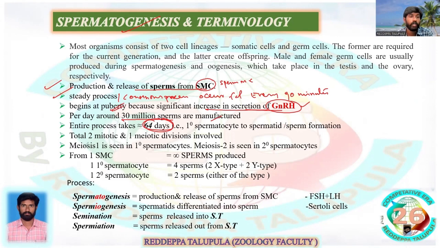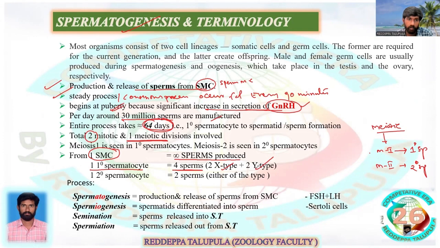Next, total number of divisions. There will be 2 mitotic divisions and 1 meiotic division. In the meiotic division, meiosis 1 will be there, and following it, meiosis 2. Meiosis 1 happens in the primary spermatocyte. Meiosis 2 happens in the secondary spermatocyte. If one sperm mother cell follows spermatogenesis, infinite sperms will be produced. From one primary spermatocyte, 4 sperms will be produced, 2 X type and 2 Y type. From one secondary spermatocyte, 2 sperms, either both belong to X type or both belong to Y type.